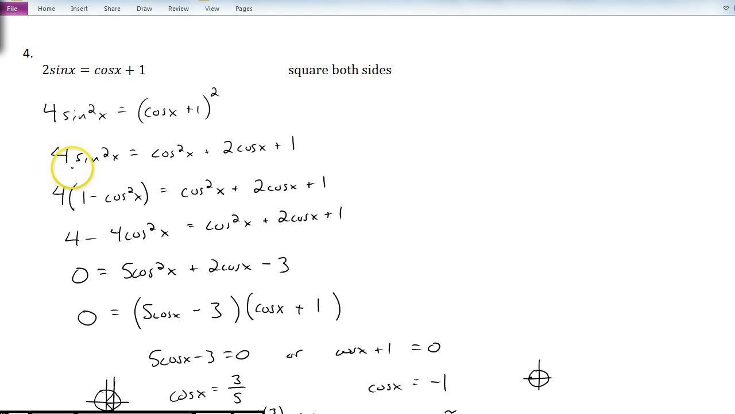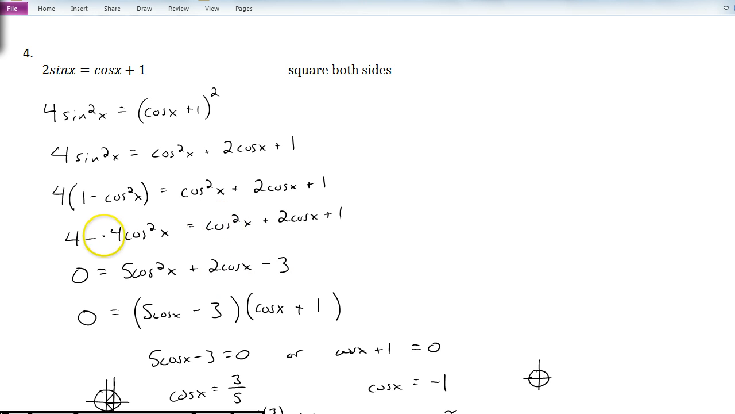So I'm just doing some algebra. 4 sine squared x is equal to, and I just multiply this binomial out, cosine squared plus 2 cosine x plus 1. Then I'm going to invoke the Pythagorean identity here. I'm going to substitute 1 minus cosine squared x for sine squared x, so I can get everything in terms of cosine. I distribute the 4, and then I collect like terms, solving equal to 0. And I get 5 cosine squared x plus 2 cosine x minus 3.